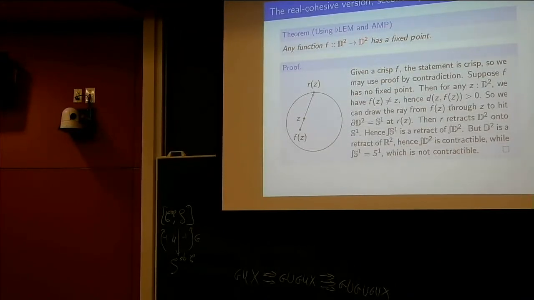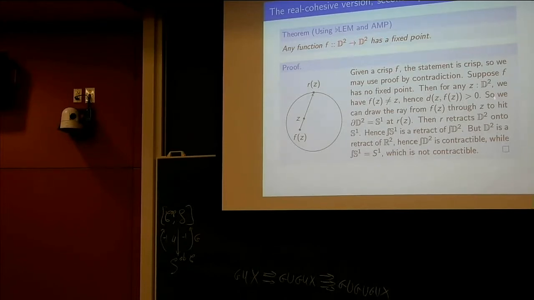So f is still itself a continuous function because it's an inhabitant of this type, D2 arrows D2, which is the space of continuous functions. But f is a crisp element of this type, which means that it's an element of the underlying set of the space of continuous functions. And so it is a continuous function, but the construction doesn't depend continuously on f itself as f varies. So now we can do proof by contradiction because f is crisp, and so the statement is crisp.